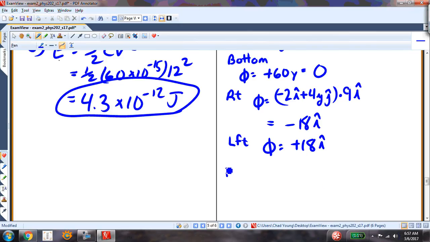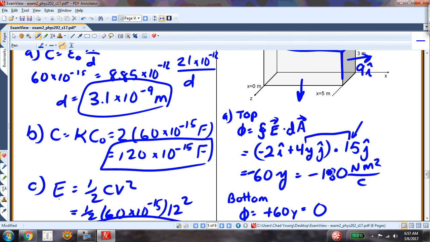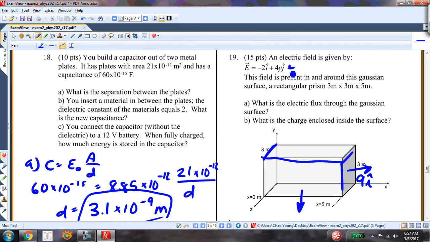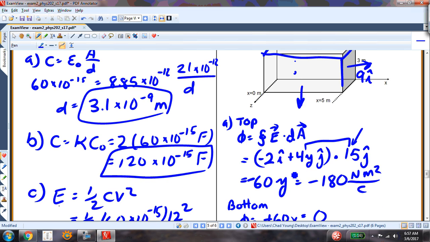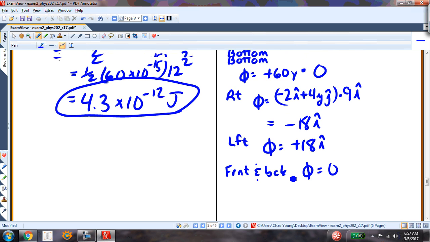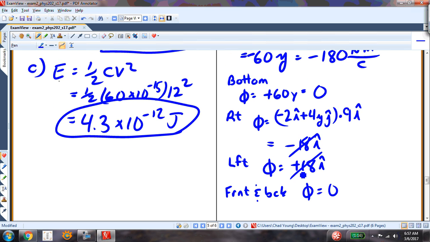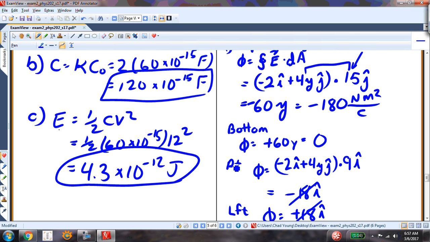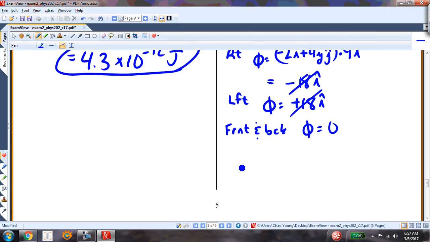And then the front and the back, let's treat these together. They both have the flux equal to 0, because the electric field, notice, has no k components, and the area vectors for the front and the back are both in the k direction, so the dot product goes to 0. All right, now we add all these up. Notice that these cancel, and I'm just left with negative 180. Isn't that right? Yep. So the sum of all those fluxes is negative 180.